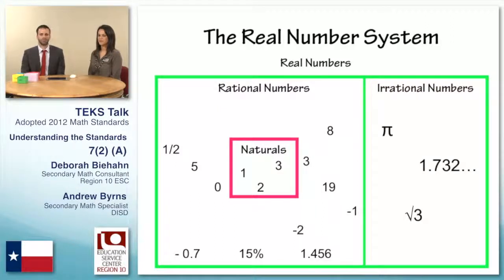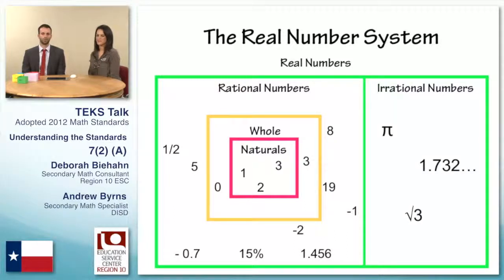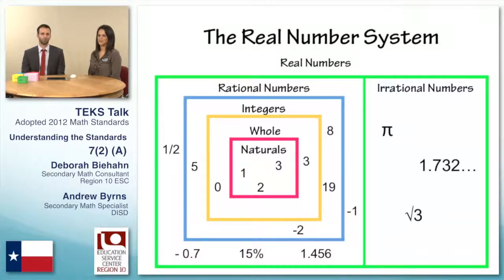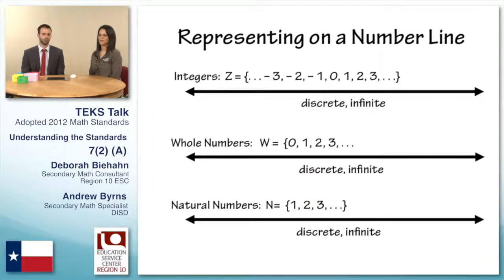The whole numbers are just the exact same thing as the natural numbers, but with 0 included. And then integers are the same thing as whole numbers, but with those whole numbers' opposites included. So the negative numbers, -1, -2, and positive 2, 0, those are all included in the integers.